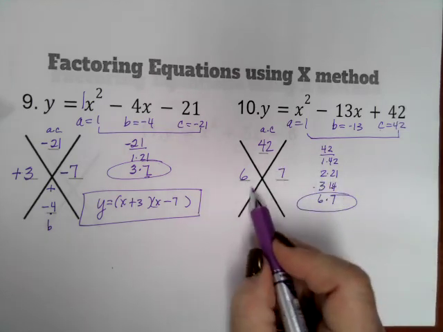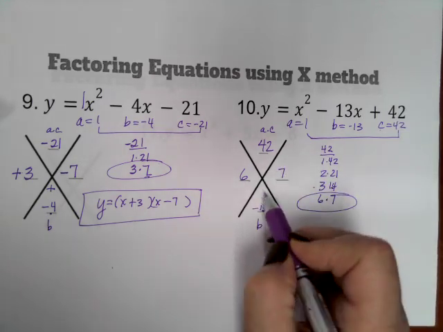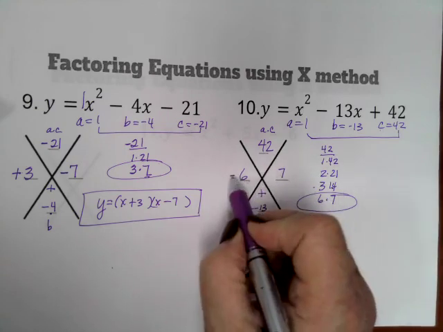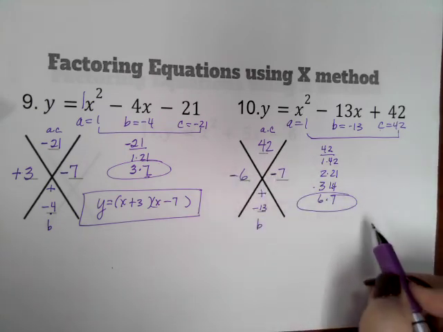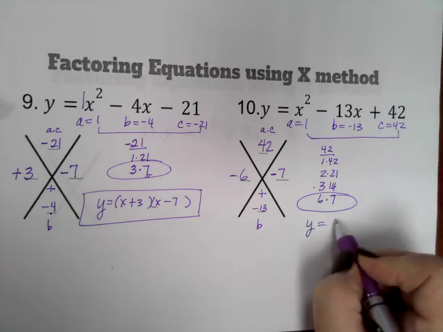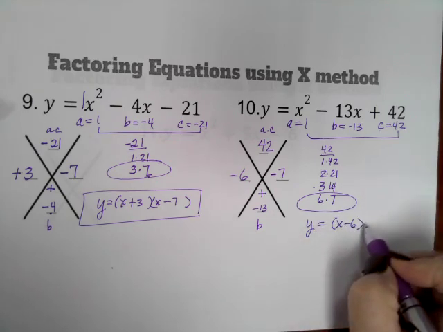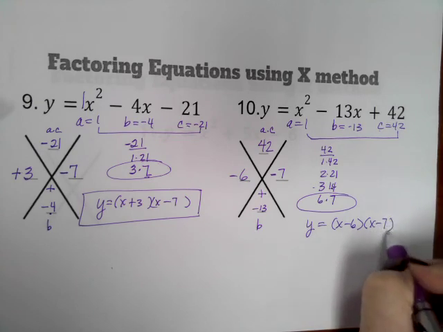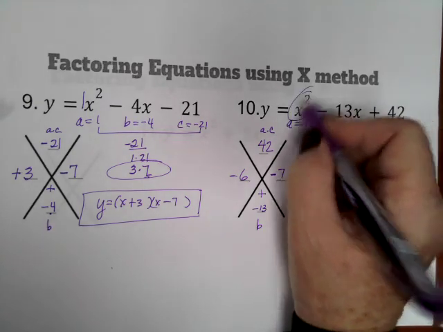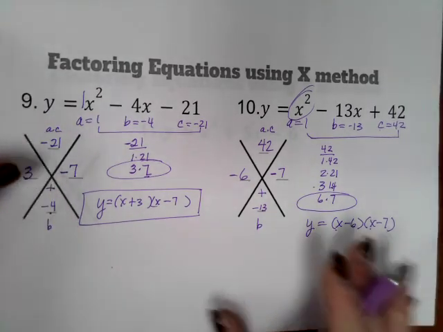Okay, what do the signs have to be on 6 and 7 to add to be -13? Well, they've both got to be negative. Okay, final answer, y equals x minus 6 and x minus 7. Remember, the two x's are split there.